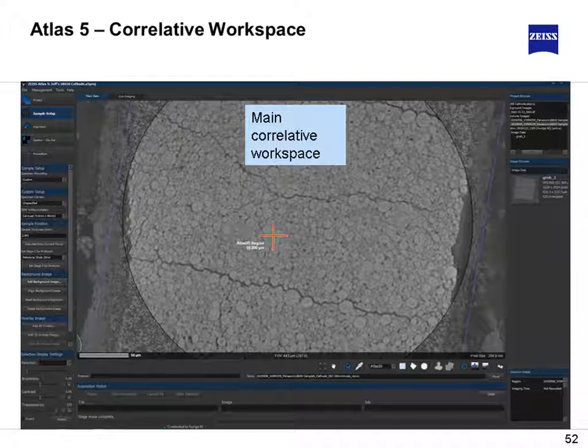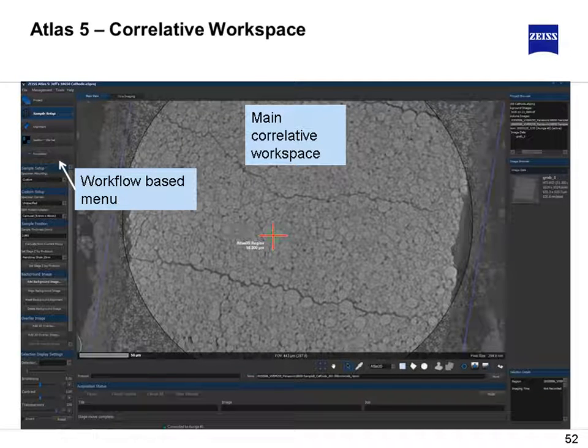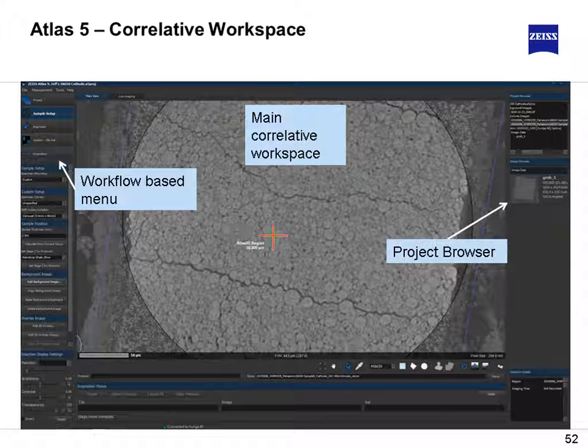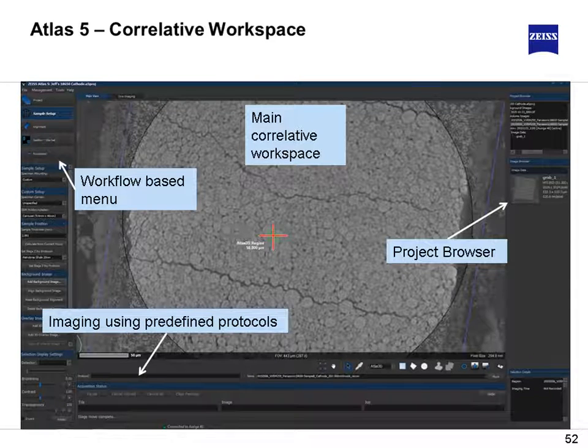And we've targeted a region in here. So this is really the main correlative workspace in the center, and then we can guide different tasks and different workflows on the left-hand side. You have a project-based viewer on the right-hand side, and down toward the bottom you have the utilization of these predefined protocols that allow you to basically identify a region of interest and perform more automated imaging tasks at given resolutions or modalities that are chosen.